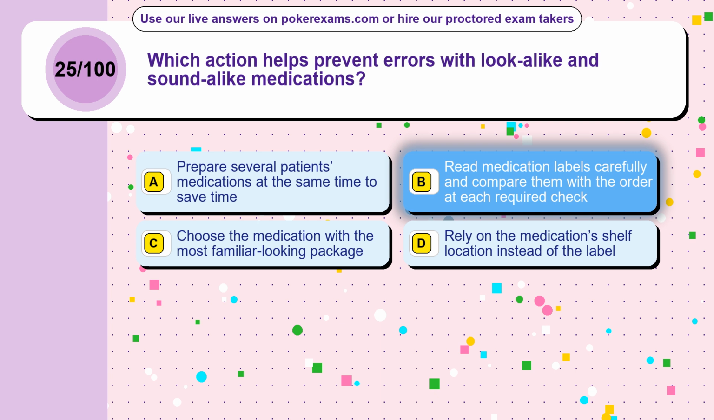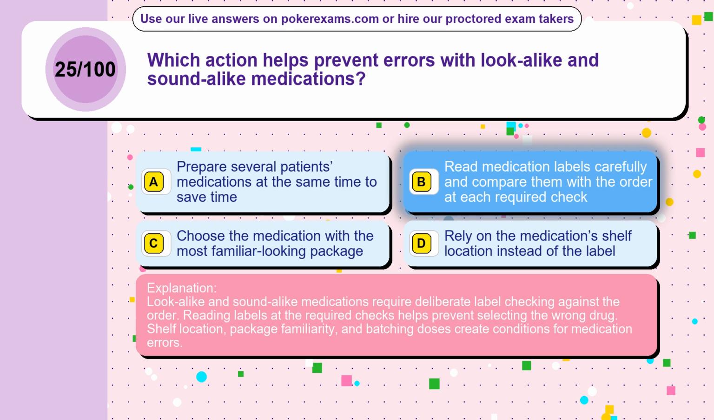Read medication labels carefully and compare them with the order at each required check. Look-alike and sound-alike medications require deliberate label checking against the order. Reading labels at the required checks helps prevent selecting the wrong drug. Shelf location, package familiarity, and batching doses create conditions for medication errors.